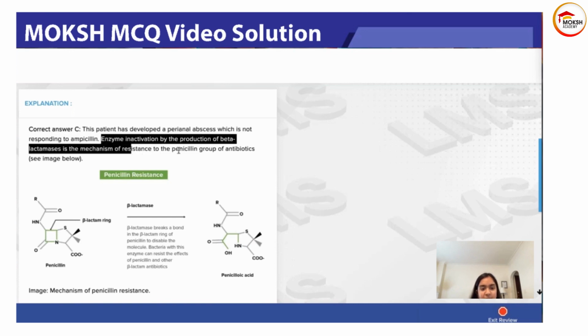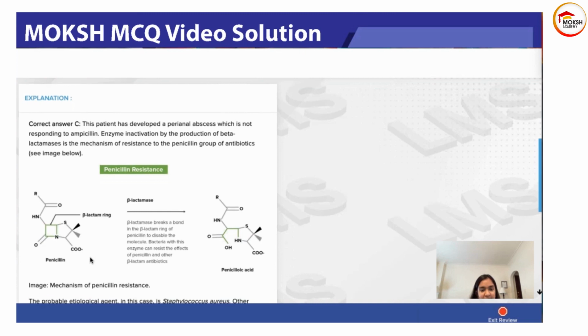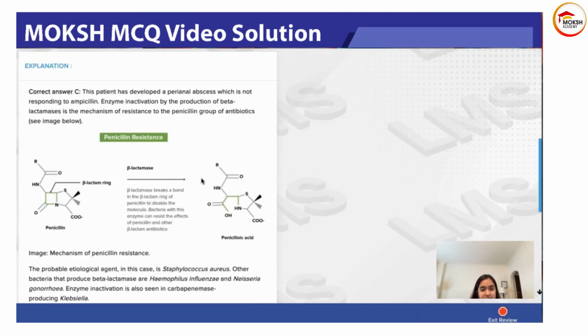This is the mechanism of action of the penicillin group of antibiotics. So that's the beta-lactam ring. The beta-lactamase will break the bond in the beta-lactam ring to disable the molecule, and a bacteria with this enzyme can resist the effects of penicillin and other beta-lactam antibiotics. So the bacteria responsible for the abscess is now producing this enzyme. Whenever we give ampicillin, the enzyme just breaks it down, and the ampicillin is not able to do its work.